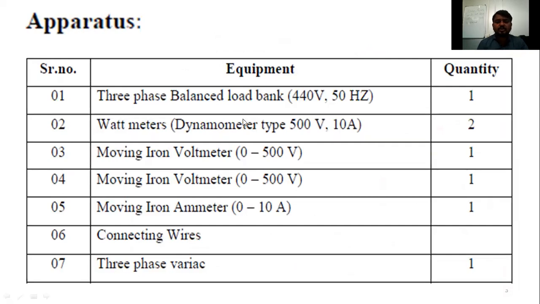We need a 3-phase balanced load, resistive load, quantity 1. Second one, wattmeter, dynamometer type, 500 volt or 600 volt, 10 ampere. How many wattmeters are required?